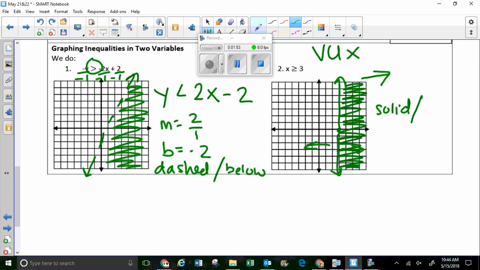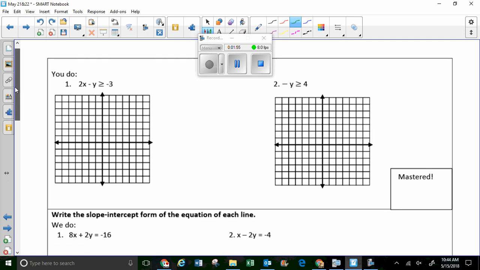So there you go. Flip the page, and I want you to try those two problems, and then come back to the video, and I will go over them. So go ahead and pause, try them, and then play again, and I will go over the answers.